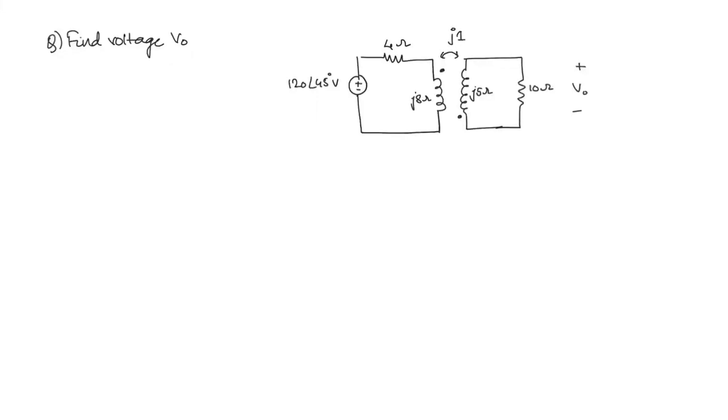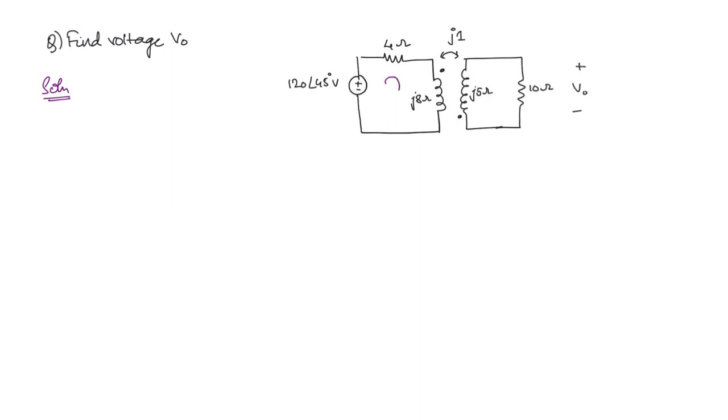Let us now do a few problems. Here the question is find voltage V0. So this is the voltage V0. Here we have the mutual inductance j1. Now we can use the normal circuit analysis techniques here, only that additionally we have the mutual inductance.